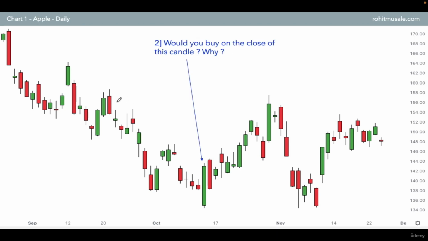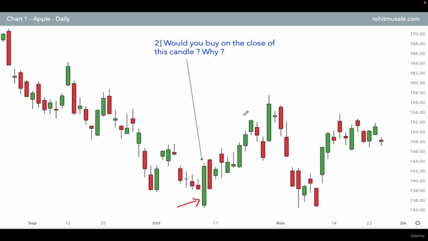Question number 2 is, would you buy on the close of this candle? Why? So we are looking at this long green candle. Would you buy on the close of that candle? If yes, why? If no, then why? Think about it before you answer the question. Look at the whole market context before you answer this question.